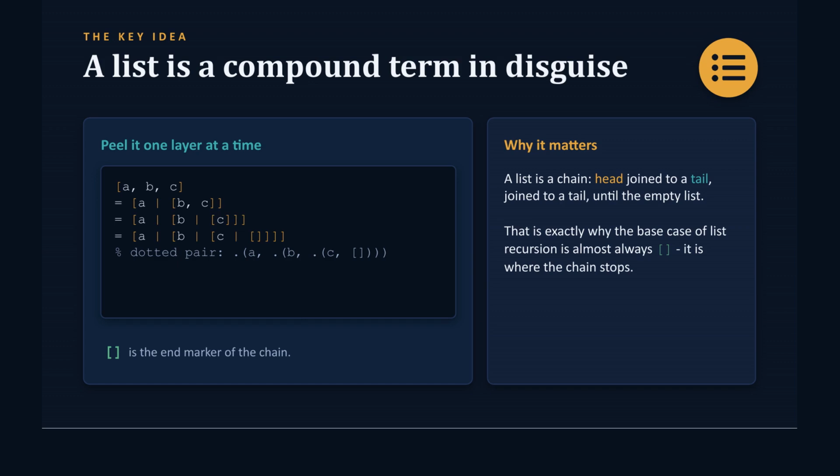Here is the idea that ties this whole module together. A list is not a new kind of thing. It is just a compound term in disguise. The list A, B, C is really a chain: A, joined to the list B, C, joined to the list C, joined to the empty list. Peel it apart one layer at a time and you get a head joined to a tail, until you hit the empty list at the very end. That empty list is the end marker of the chain. And that is exactly why, in list recursion, the base case is almost always the empty list. It is where the chain stops.